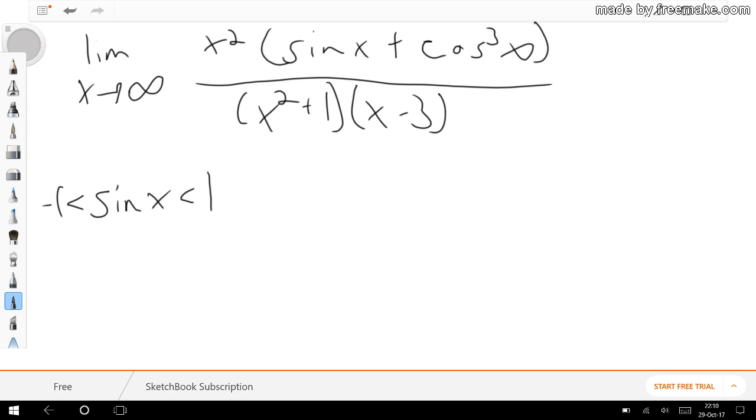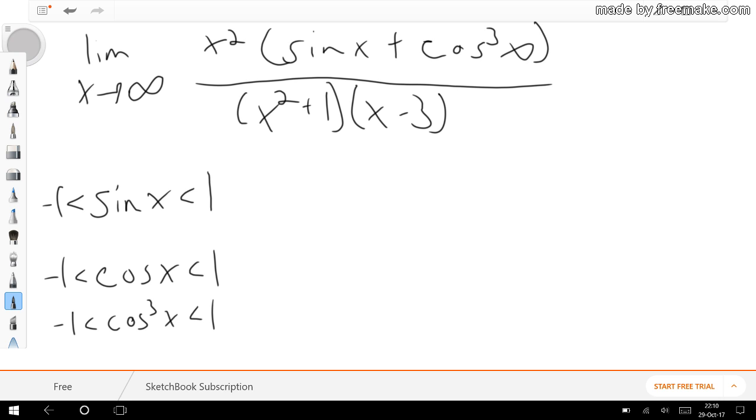We can also look at cosine of x. Now I know it's cosine cubed there, but we're going to first look at cosine of x. That's also less than 1 and greater than -1. Again, that can be proven if you so desire. And what happens when we cube 1 or -1? They just end up exactly the same way. So we get -1 is less than cosine cubed x, which is less than 1.